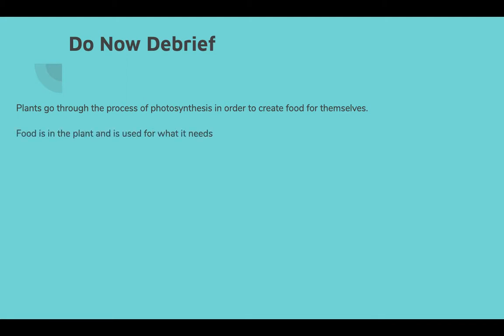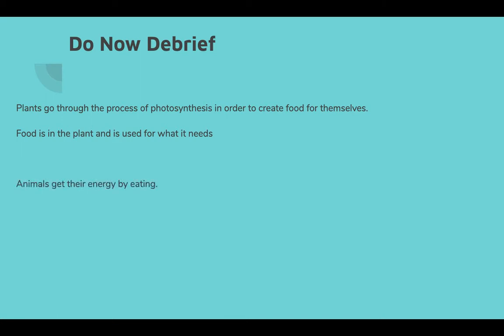Okay, so for our debrief, number one, we know that plants go through the process of photosynthesis in order to create food for themselves, right? We've learned about that fancy sugar word glucose, and that is one of the products, one of the things that comes after photosynthesis. And the food is in the plant and it's used for what it needs. So that glucose is already inside the plant. It doesn't need to do anything to bring it in. The process of photosynthesis happens inside. So the food is already where it needs to be in order to be used for whatever is needed.